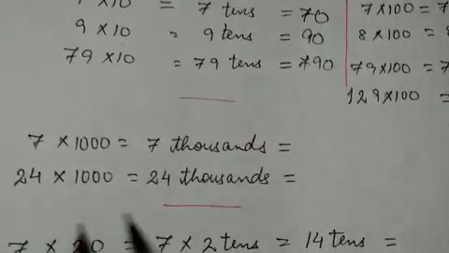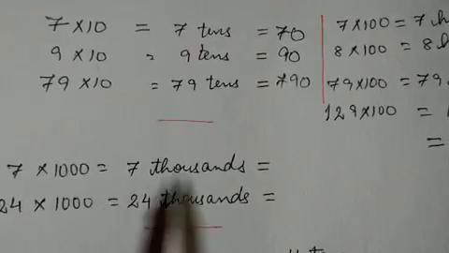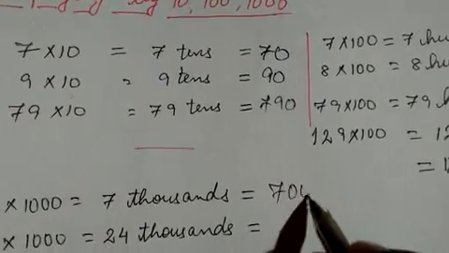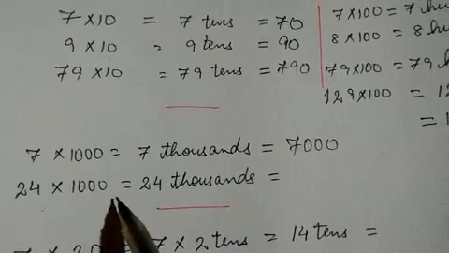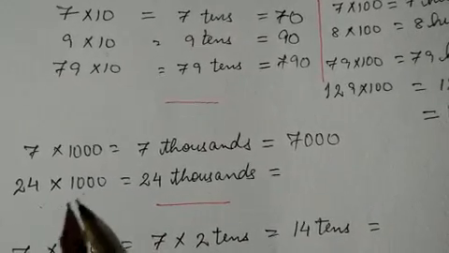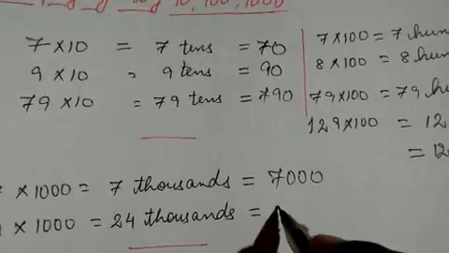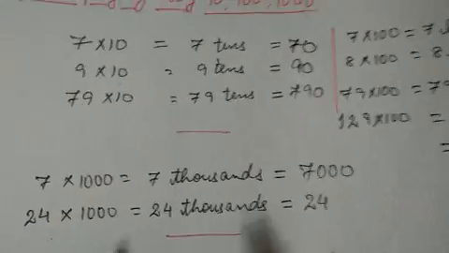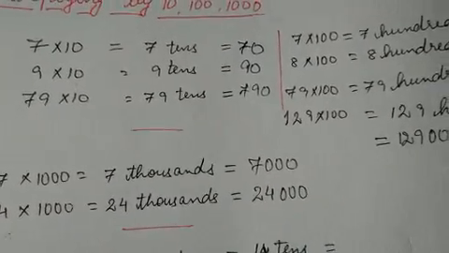Now 7 into 1000, the same way, becomes 7 thousands. So how do we write 7 thousands? We just have to put 3 zeros. Same way, 24 into 1000 is 24 thousands, and as I told you, 24 ones are 24. Any number when we multiply by 1, we get the same answer. We just have to copy down the number of zeros given in the question. This is another simple way to do it.